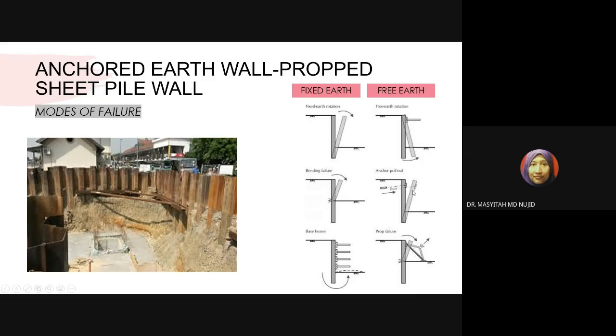However, the free earth may fail due to anchor pull-out. And this is, for example, deep-seated failure for the soft soil. So this is what it says: the line of the propped sheet pile wall, and then install the anchor.